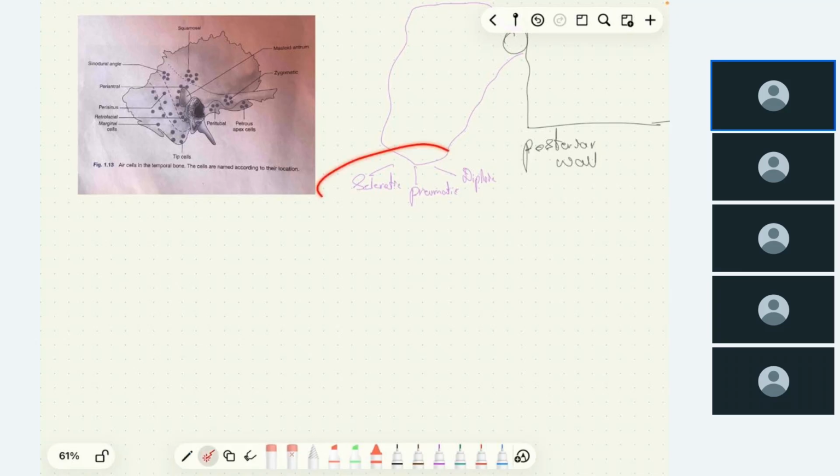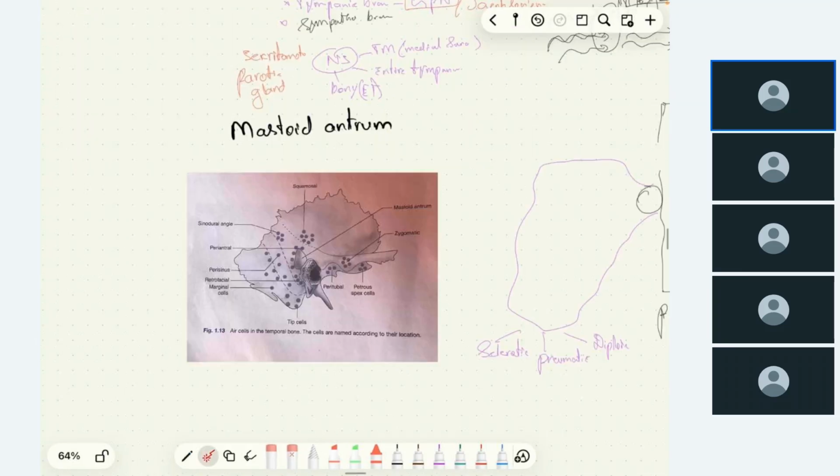And also we have a few named cells based on the locations. The zygomatic air cells, the periantral air cells around the antrum, the perisinus, the squamosal air cells, which are present in the squamous part of the temporal bone, retrofacial air cells, marginal air cells, tip air cells, peritubal air cells, the petrous apex air cells. So you just think of the anatomy, write peri and get marks.